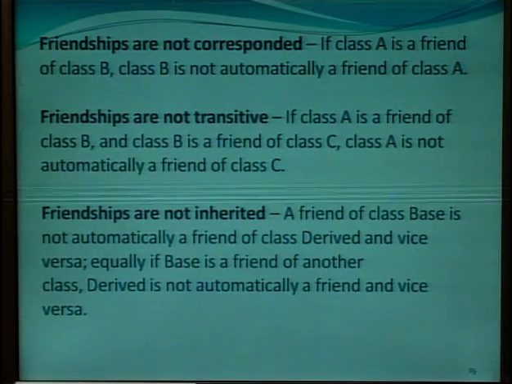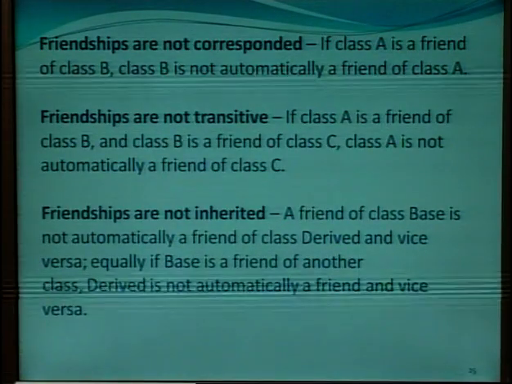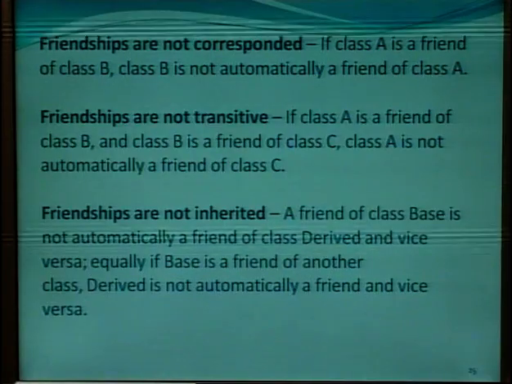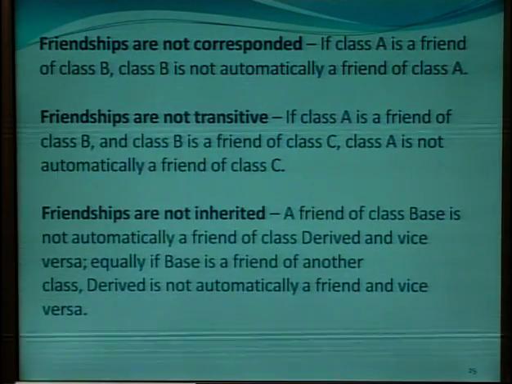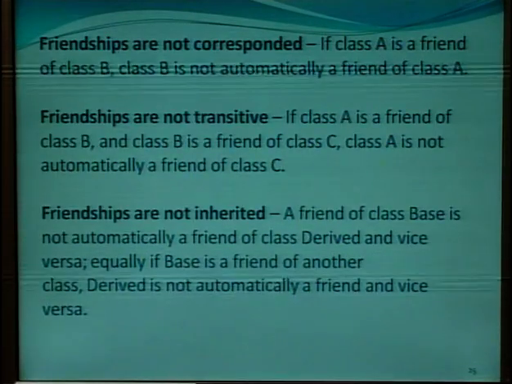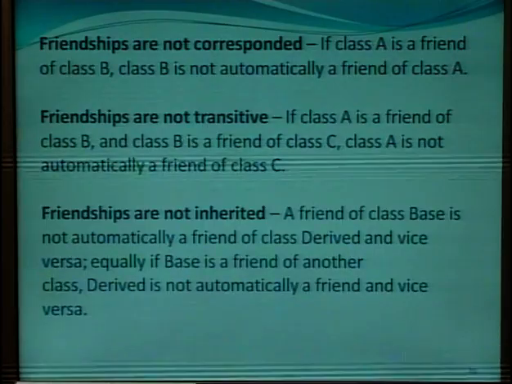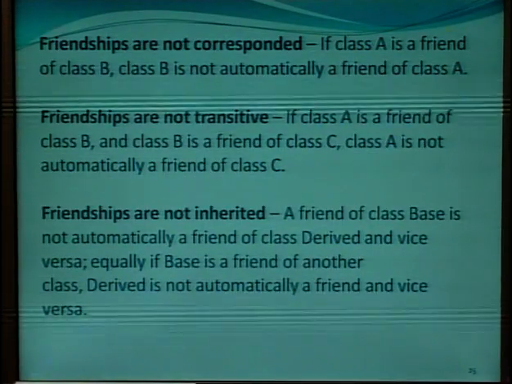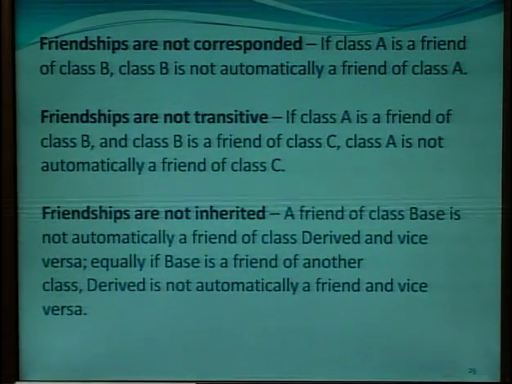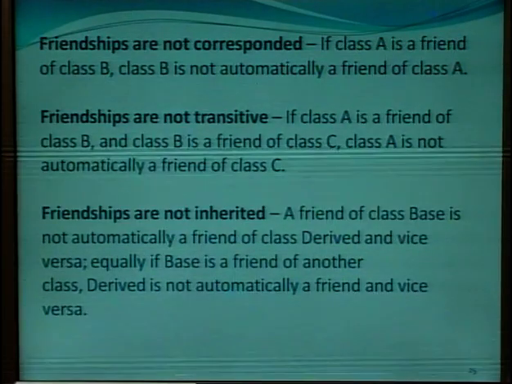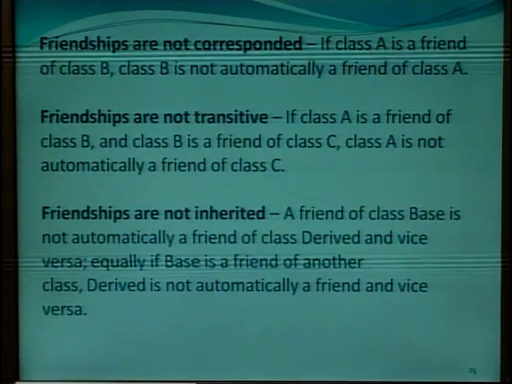Next, friendship is not transitive. If class A is a friend of class B, and class B is a friend of class C, class A is not automatically a friend of class C. Mathematically, you would say if A equals B and B equals C, then A equals C, but in this case it does not hold.